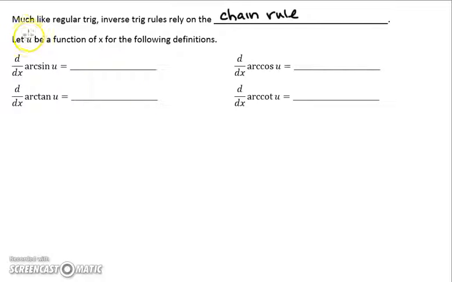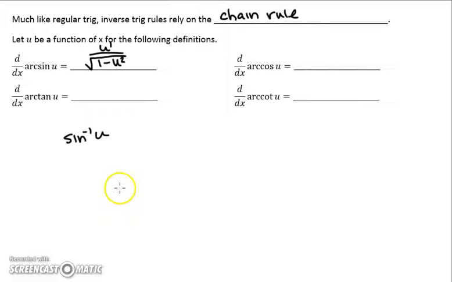Just like regular trig rules, inverse trig rules are going to rely on the chain rule. So just like before, this u is a function of x. It could be x squared, x to the third plus 4, whatever, just a function of x. The derivative of arc sine, so a little note, arc sine means the same thing as inverse sine of u. Generally, AP is going to use the arc notation, so that's why I put it this way in our notes. But the derivative of arc sine of u is going to be u prime over the square root of 1 minus u squared.